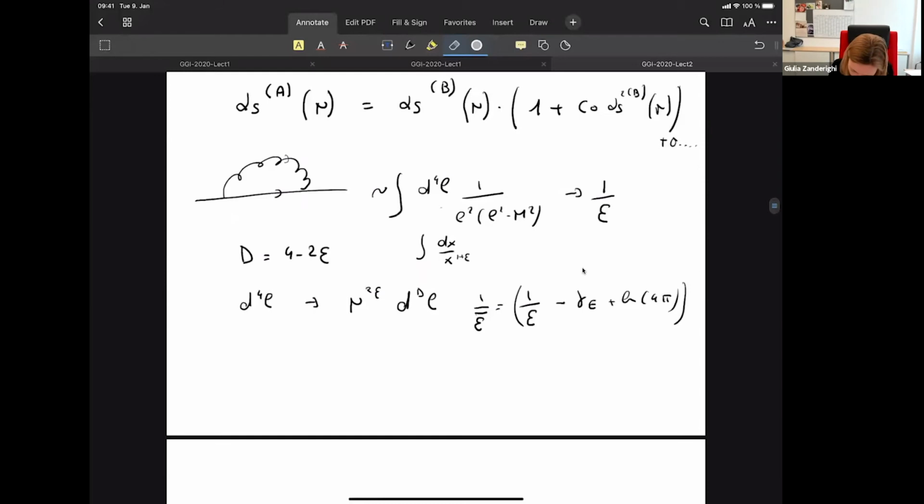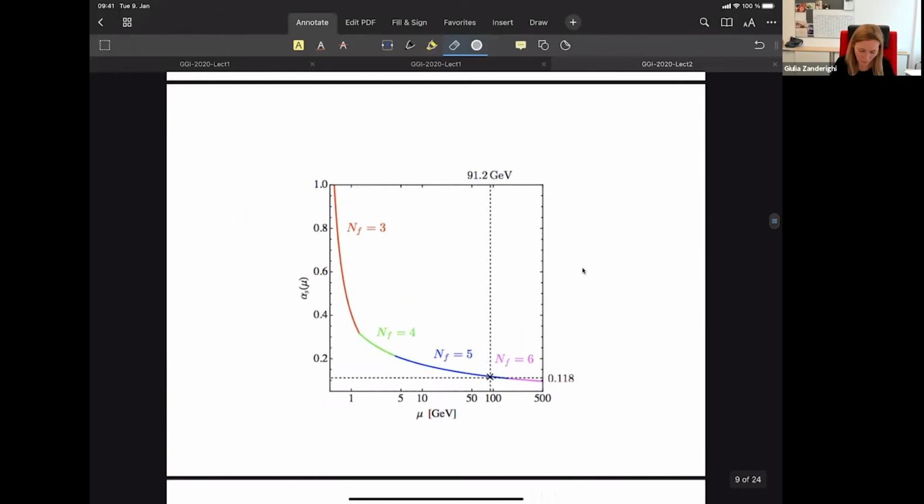So here now I wanted to show you this is somehow how the running of the coupling works. You see that when you change nf, when you run from low energy to high energy, there are little thresholds in the beta function. The slope changes very slightly, but it changes. People even talk about measuring the running of the coupling at very high scales and seeing if you're sensitive to heavy quarks that could affect this running at high scales.